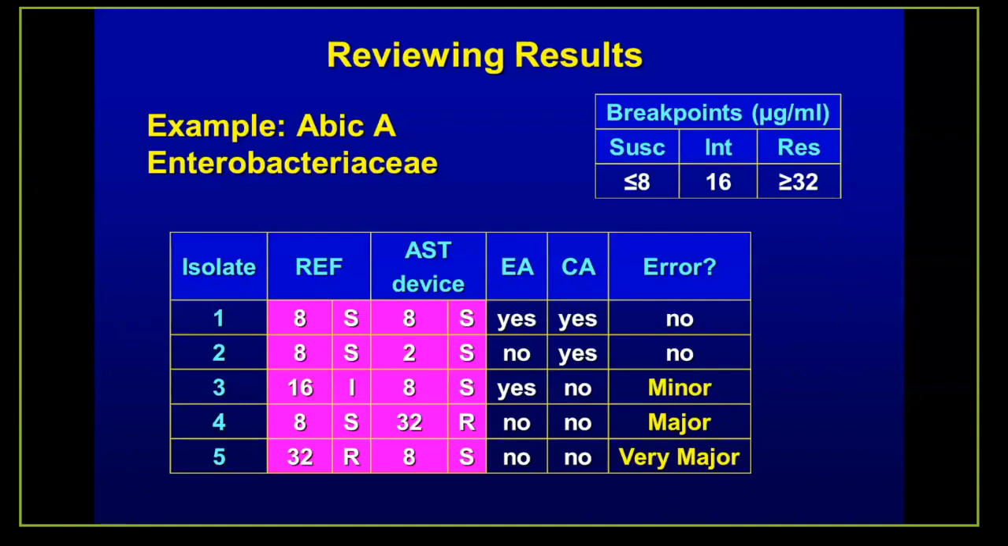The last example, isolate 5, we have a reference MIC of 32, which is resistant. The AST test device is showing an MIC of 8, which is susceptible. There is not essential agreement, there is not category agreement. This would be an example of a very major error because the AST device is showing false susceptibility when comparing it to the reference method.